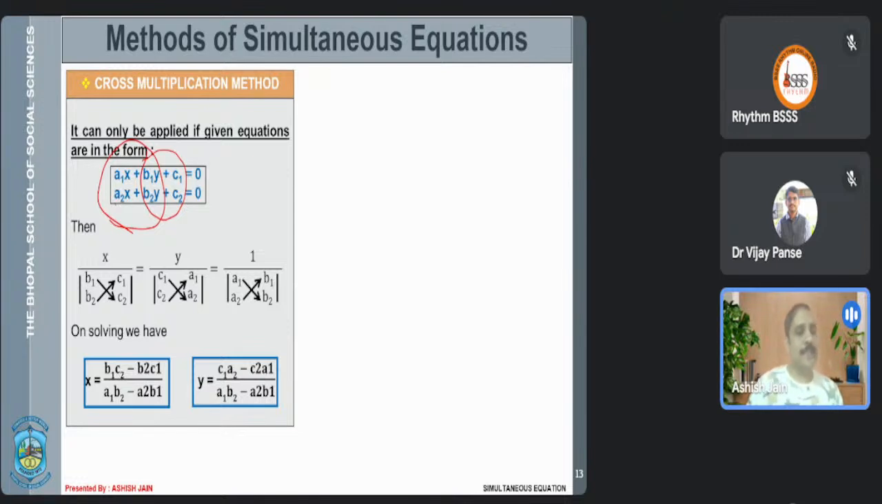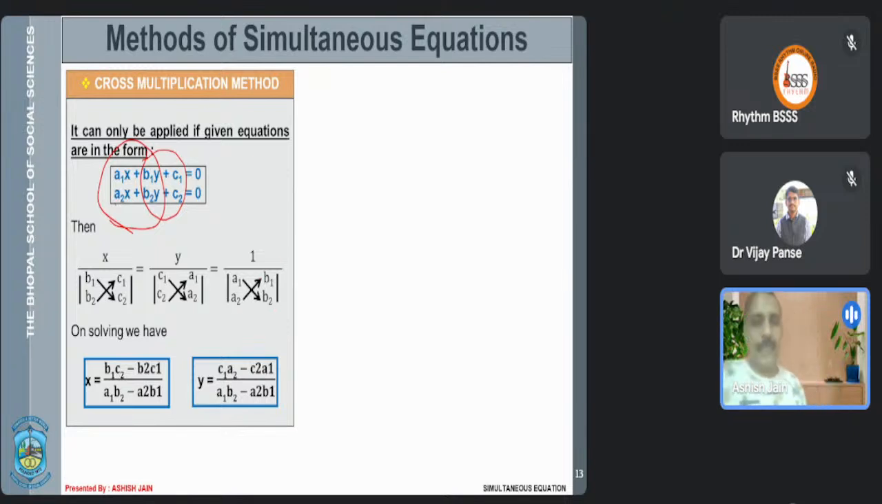अब इसको हम solve कैसे करते हैं? हम इसको लिखेंगे b1 into c2 minus b2 into c1. So it is x upon b1 c2 minus b2 c1. Similarly, y upon c1 into a2 minus c2 into a1. So it's c1 a2 minus c2 a1. Similarly, for 1 upon we have a1 b2 minus a2 b1.